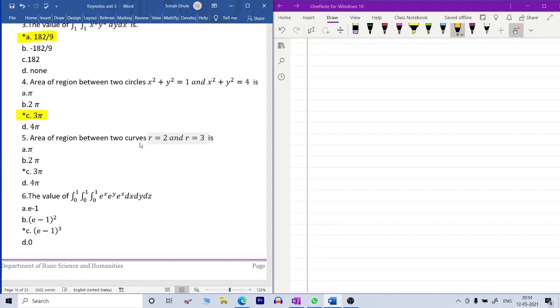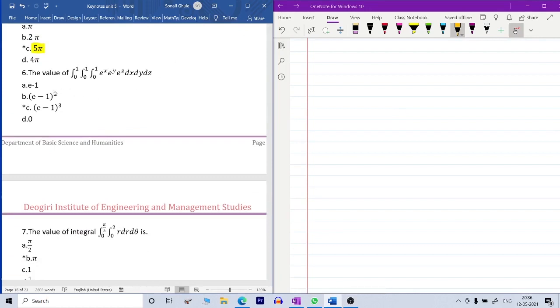Area of region between the two curves. Now this is also a circle. The first circle has radius 2. Another circle has radius 3. So using here the pi r square formula, for the first circle 2 square is 4 pi, and for the second circle 3 square is 9 pi, and 9 pi minus 4 pi we get 5 pi. So as you can see, 5 pi is the correct option here. Okay, let's solve your next example.